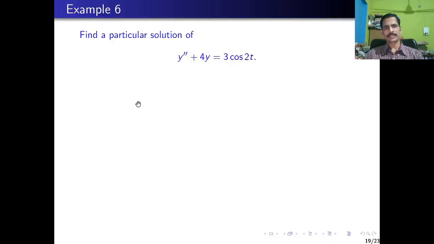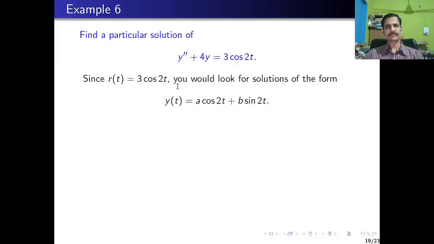Our next example is find a particular solution of y double prime plus 4y is equal to 3 cos 2t. Since the R(t) here is equal to 3 cos 2t, we should look for solutions of the form y(t) is equal to a cos 2t plus b sin 2t.